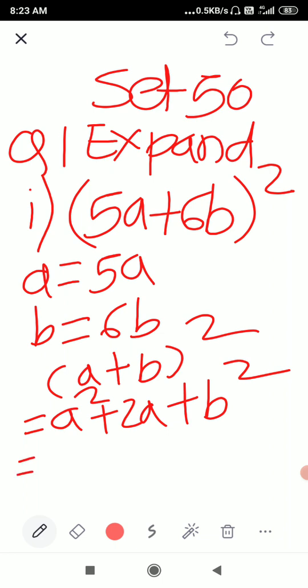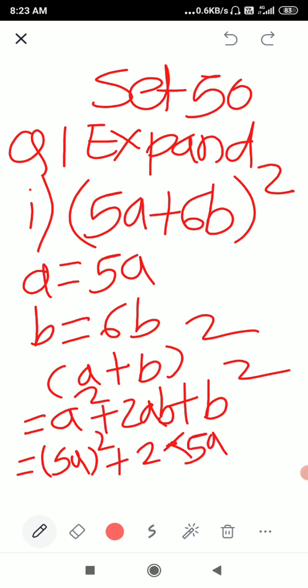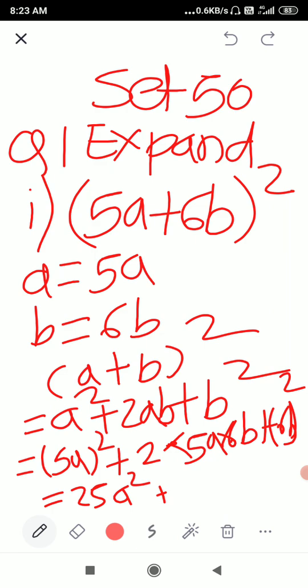Now here a is what? 5a square plus 2 into a into b, yes, sorry, 5a into 6b, plus b square means 6b square. So 5 square is 25a square. Now this is 60ab plus 36b square. Yes, so you can solve it. So like this, it is the first one. Now second one I will show you.